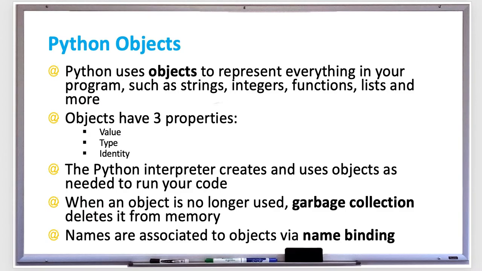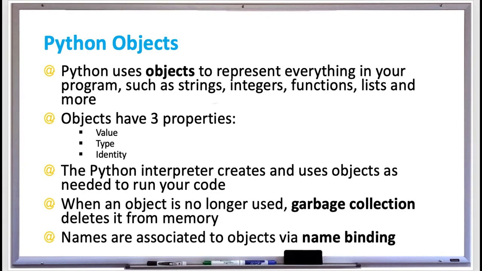Python uses objects to represent everything in your program, such as strings, integers, functions, lists, and more. And objects have three properties. There's the value, such as the integer 20, or the floating point number 20.5, or even a string literal like 20 spelled out, T-W-E-N-T-Y. And then there's the type, which is the object's type, such as an integer if it's a whole number, string if it's text, or floating point if it's a number that has a decimal. And identity, which is the identifier name that describes the object. For example, name would represent a person's name, and that's the identifier name that describes the object.